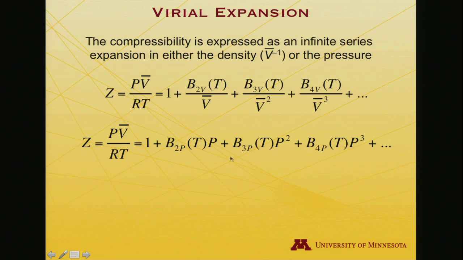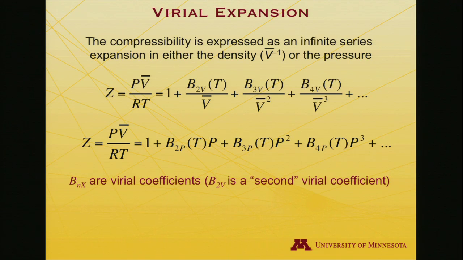If we express instead in the pressure, 1 plus B2P(T) times the first power of the pressure plus B3P(T) times pressure squared, pressure cubed, and so on, an infinite series expansion. The constant terms that are appearing, the B terms, are known as virial coefficients. They're indexed by two subscripts. The first subscript tells us at what term in the expansion they appear, the second, the third, the fourth. The second subscript is simply whether they are a volume term or a pressure term.